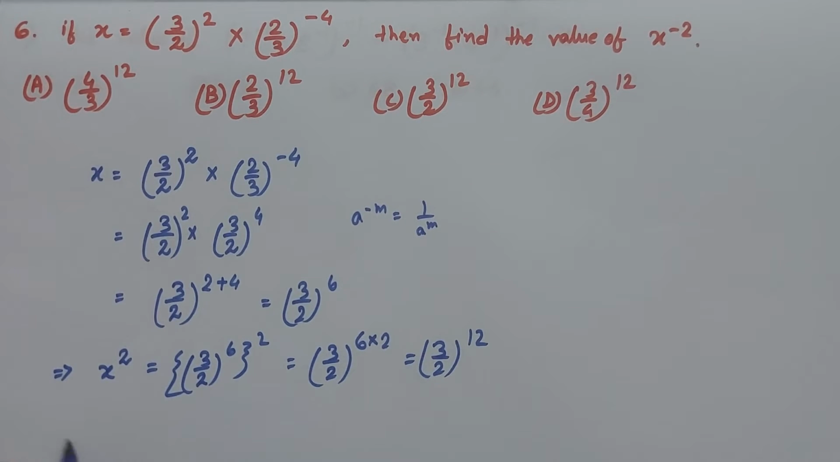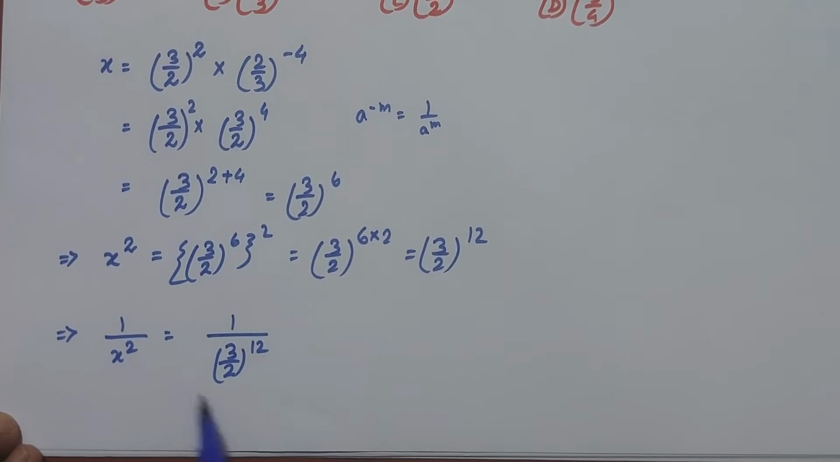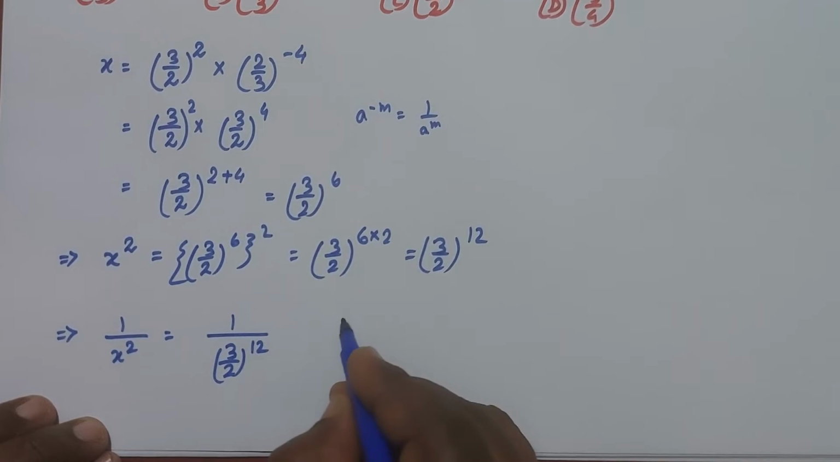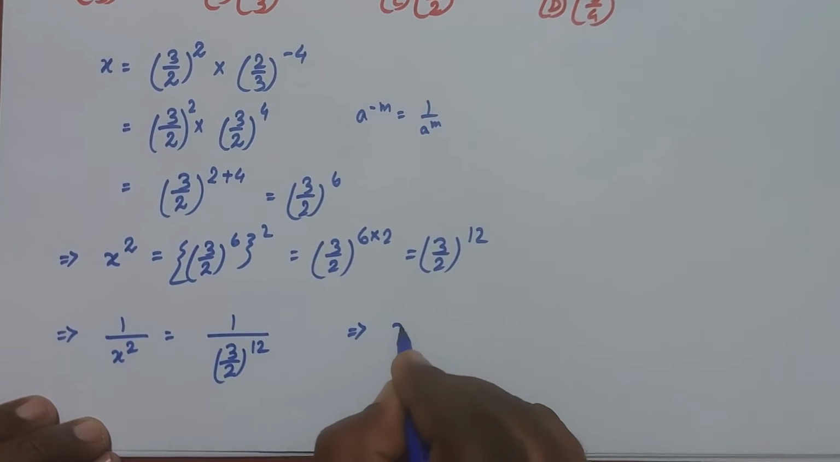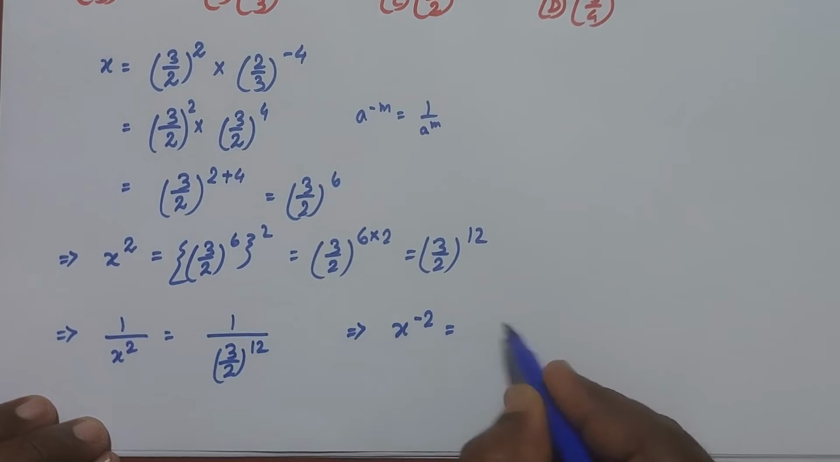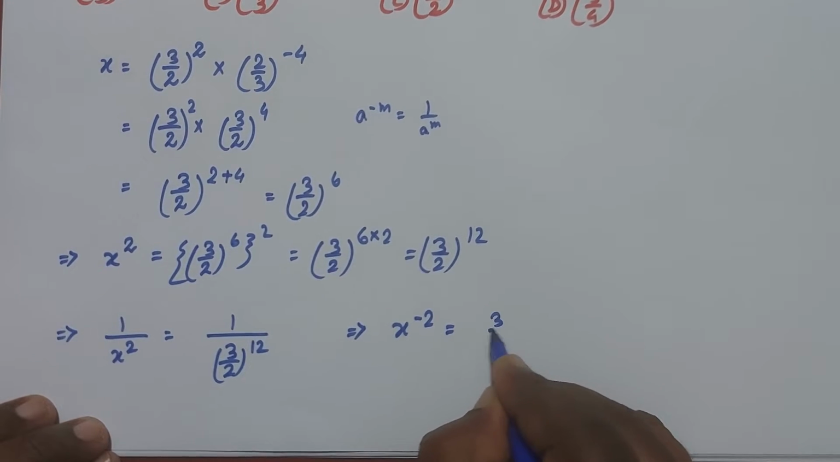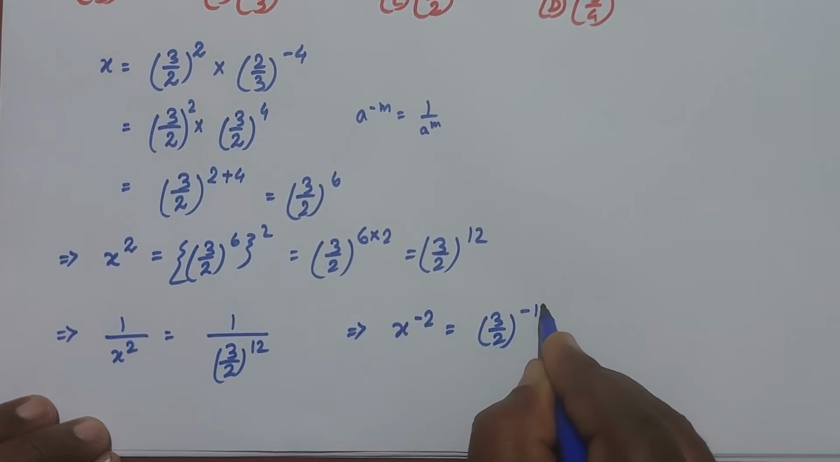So up to this, understood. So right now if I am writing 1 by x to the power 2, that is x square, so this also 1 by 3 by 2 whole to the power 12. Okay, so if I write 1 by x to the power 2 equals 1 by 3 by 2 whole to the power 12, now we can write x to the power minus 2 equals 3 by 2 whole to the power minus 12.